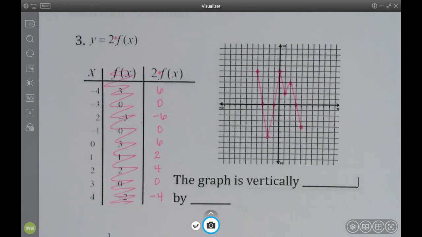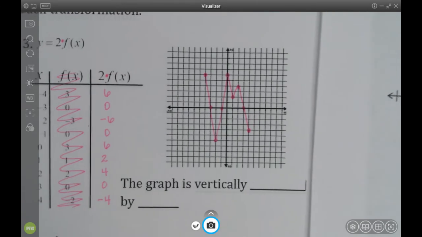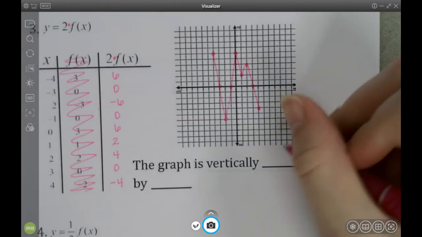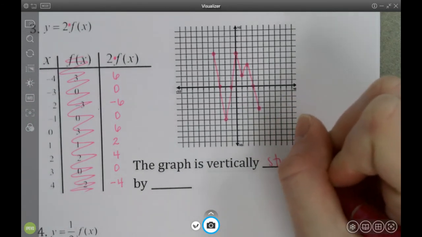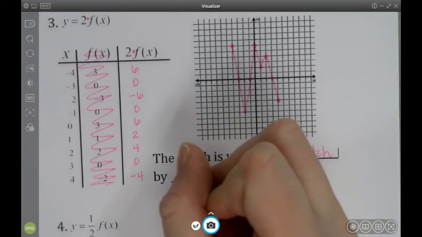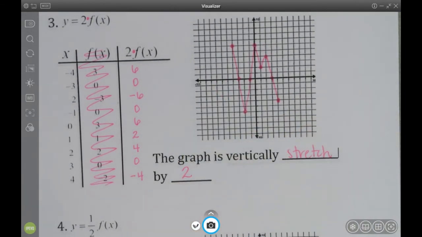Okay, what happened that time? It looks different. It didn't just move up or down. What happened to it? It's like stretched, right? We took it and we stretched it from top to bottom. So it's a vertical stretch by a factor of 2, or just by 2.